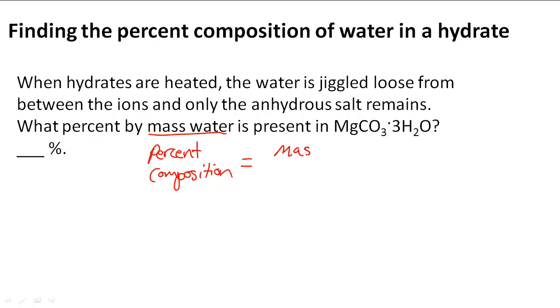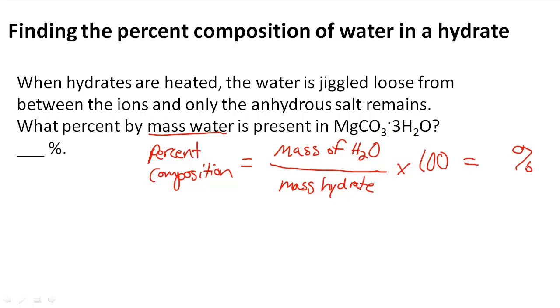So I'm going to put the mass of water, or H2O, right here, over the mass of the hydrate, the whole hydrate, which also includes the water. Then multiply that by 100, and we get the percentage that we want. Let's start off with the mass of the water. What we're going to use is the mass number, or the molar mass of the atoms that we're looking for.